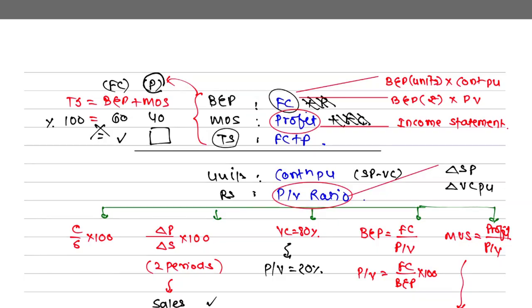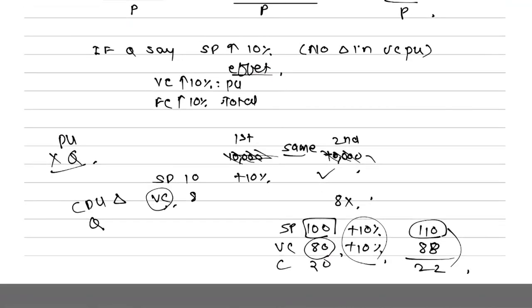Achha. Now, one more thing I want to discuss. I hope you will get that. Let us say my total sales is 100, my BEP is 80 and my MOS is 20. This is the MOS. Now if I say my sales has increased by 10%, how much is my sales now? 110. You don't cross multiply. Your BEP will remain 80 because BEP is what? Fixed cost divided by PV ratio.